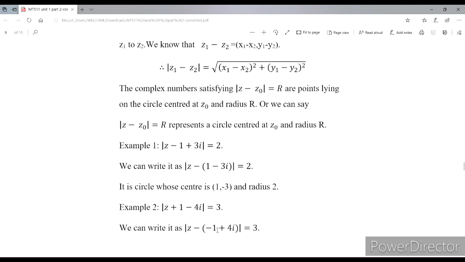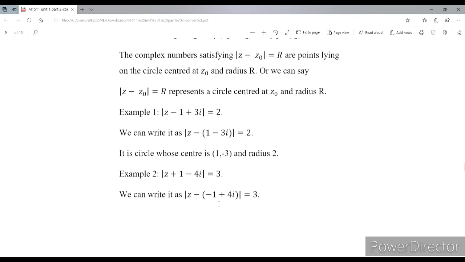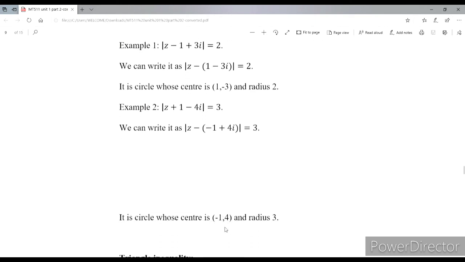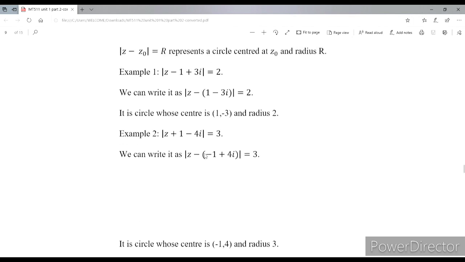Another example, modulus of z plus 1 minus 4i equal to 3. Rewriting in the form modulus of z minus (minus 1 plus 4i) equal to 3. Here z0 is minus 1 plus 4i, that is (minus 1, 4). Therefore, this represents a circle whose center is (minus 1, 4) and radius is 3.